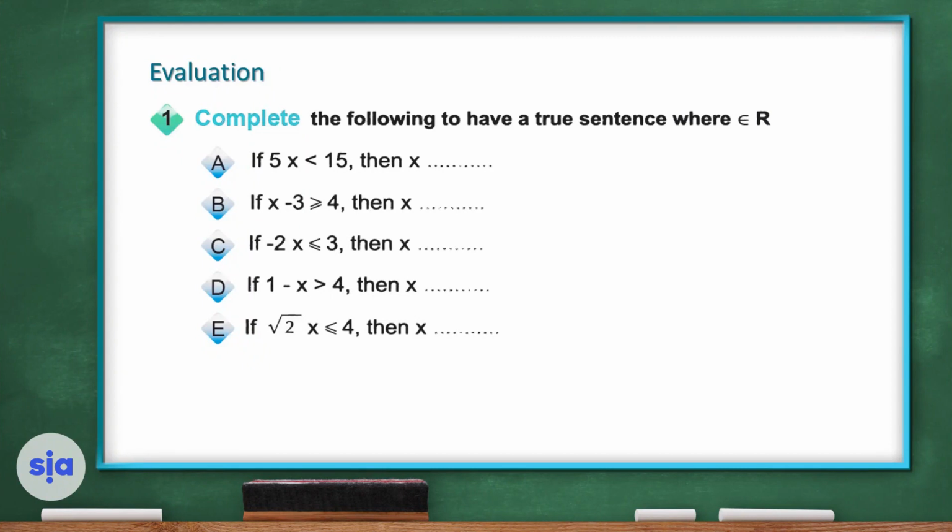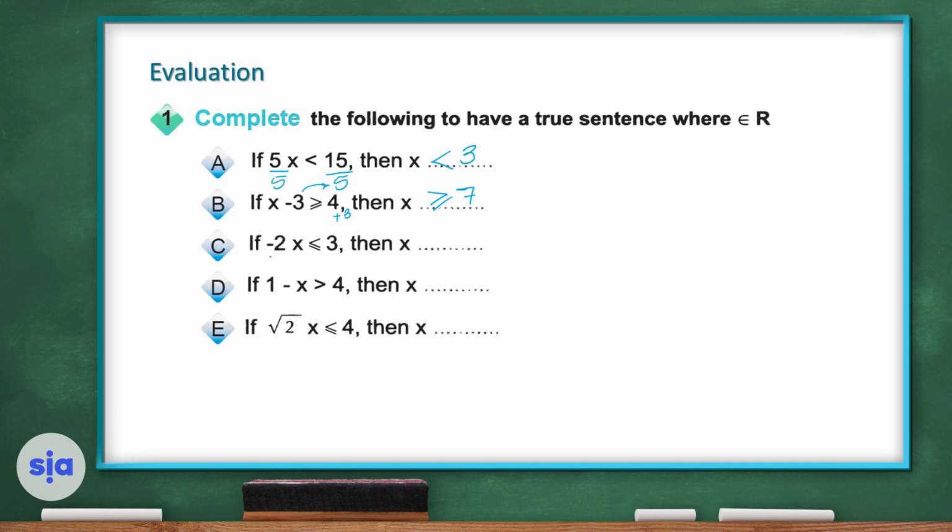Question 1 is asking me to complete. A, if 5x is less than 15, then x is what? We're going to divide by 5, divide by 5, so easily x is less than 3. Question B, if x minus 3 is greater than or equal to 4, we move this to here as a plus 3, then x is greater than or equal to 4 plus 3, which is 7.